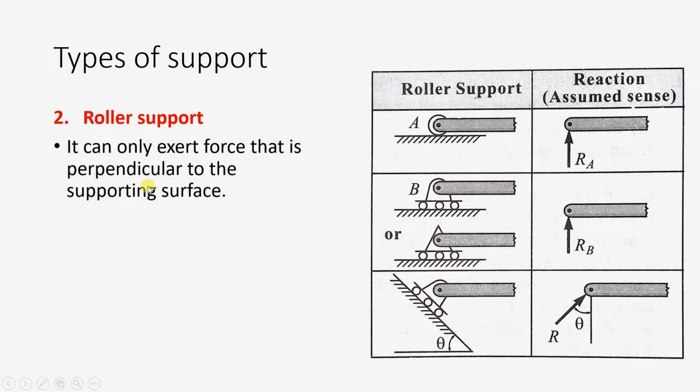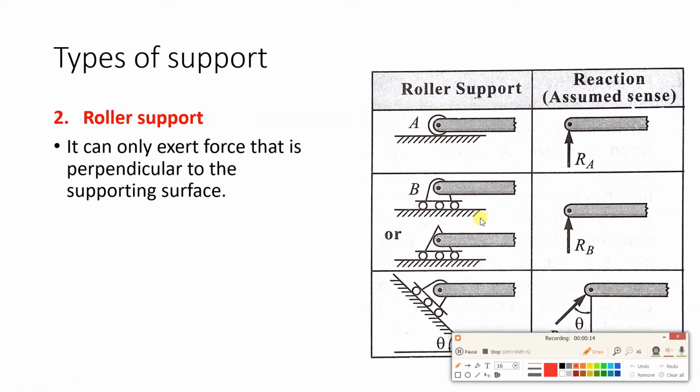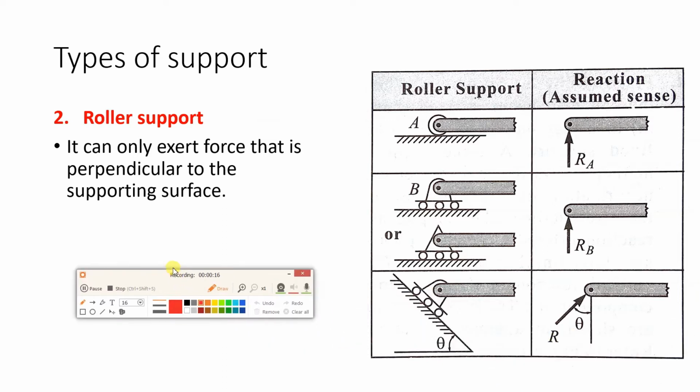Okay, so we will be continuing with types of support. The second type of support is roller support. If you observe, a rod has been shown and a roller has been shown. These are the different ways in which a roller support can be shown in numericals. So you should know all the ways in which you can see a roller support in numericals.